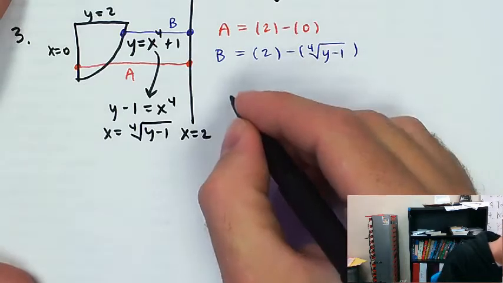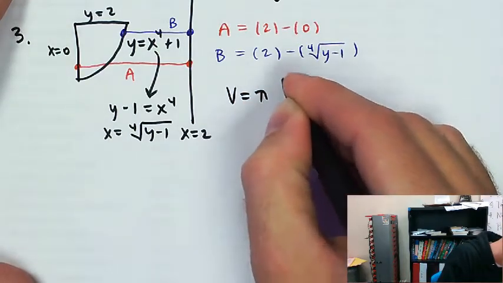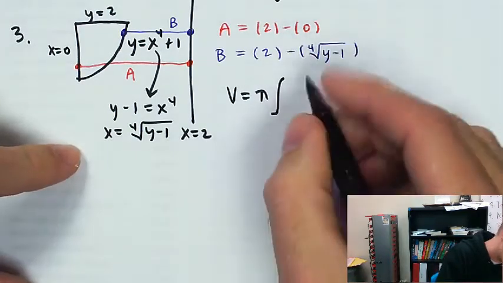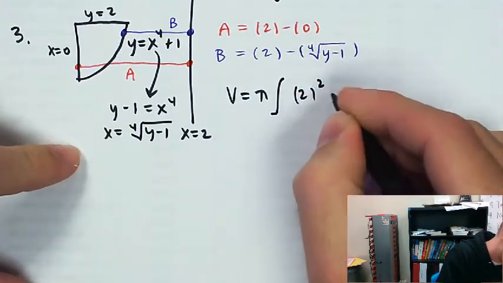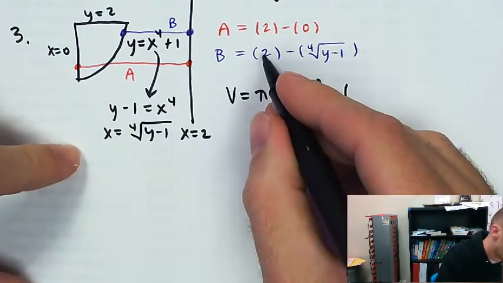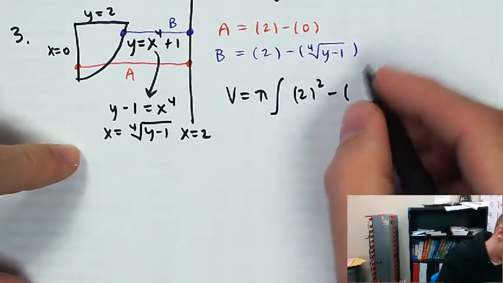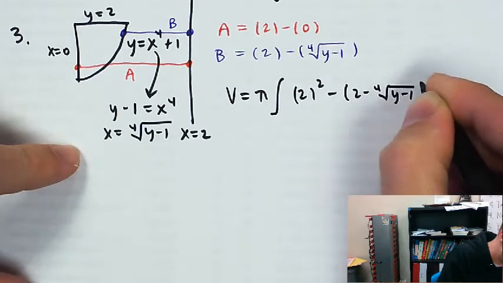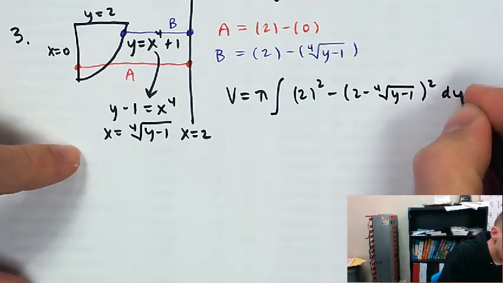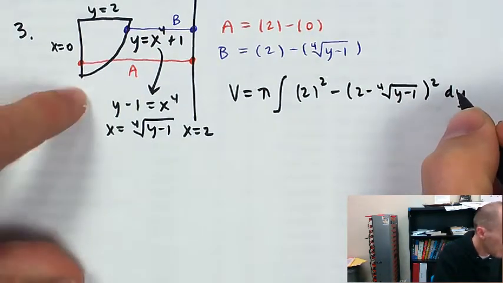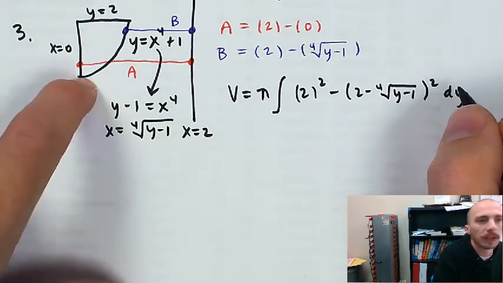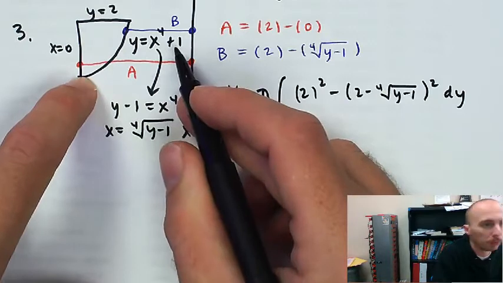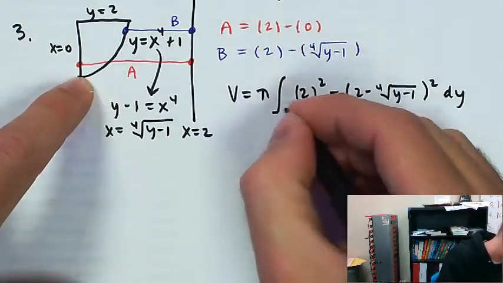And then I'm going to set up my volume integral. Large radius squared is going to be 2 squared, minus small radius squared, which would be 2 minus the fourth root of y minus 1, squared, dy. And y is going to run from the intersection point, which happens at y equals 1, because x equals 0 and y equals x to the 4 plus 1, and it goes up to y equals 2.